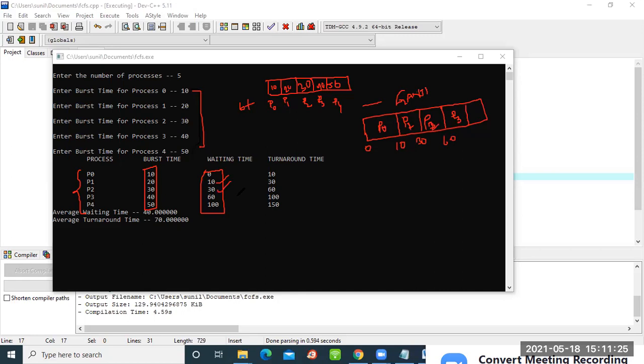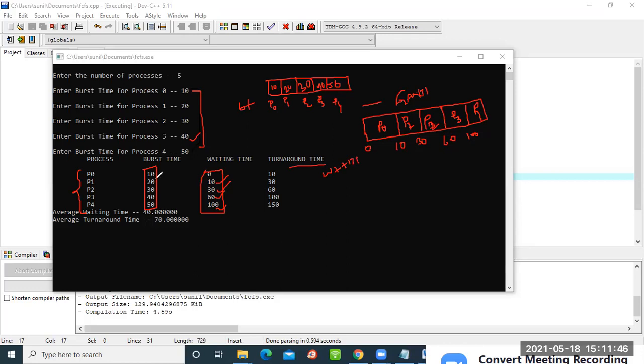So waiting time will be 60 for P3. Now how long will P3 run? 40. That means 100. Now P4 का जो waiting time होगा, कितना हो गया, 100 हो गया. Now you can see P4 का waiting time है 100. Similarly, you can calculate the turnaround time. Turnaround time is nothing but WT plus BT.